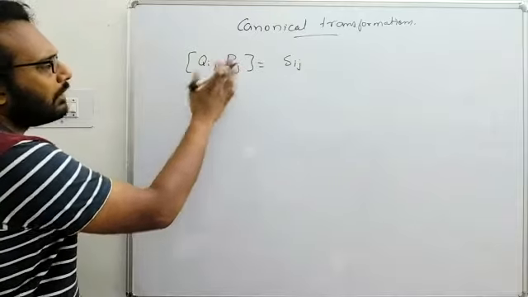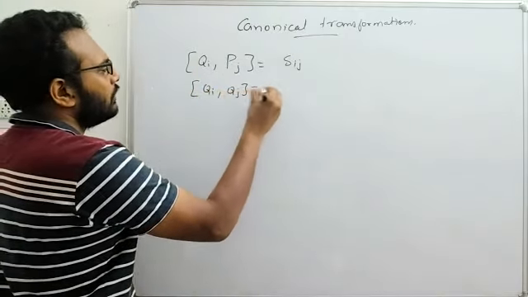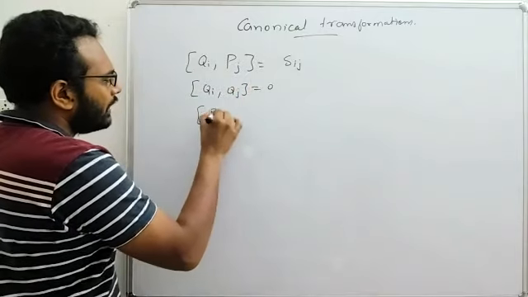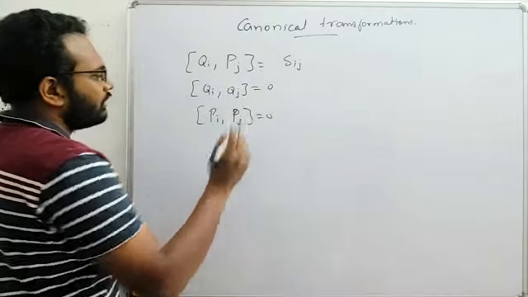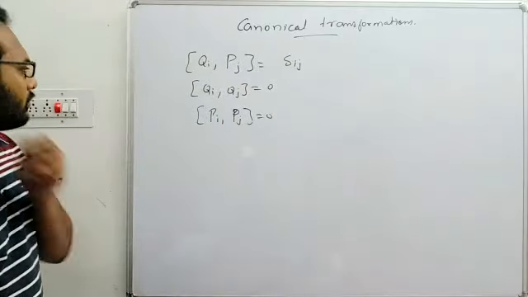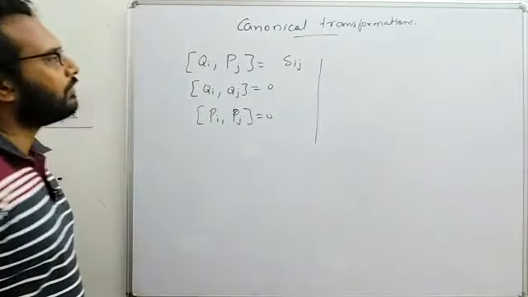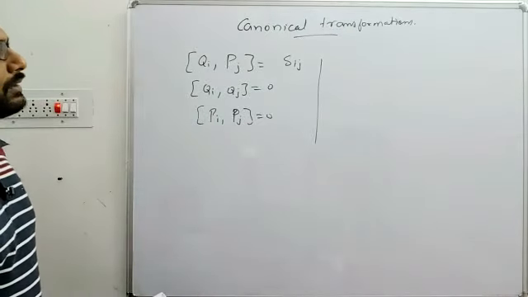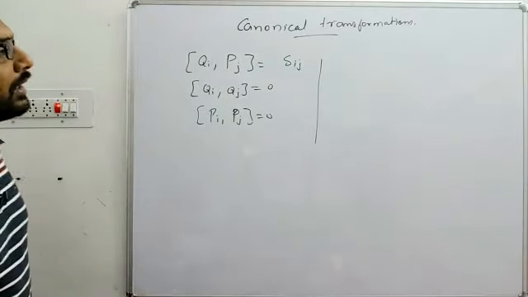You also have {Qi, Qj} equal to 0, and also {Pi, Pj} equal to 0, with capital P, because we know the fundamental Poisson bracket relations. Now, there's another way of checking this. This is one way of defining the canonical transformations: canonical transformations are the coordinate transformations which preserve the Poisson bracket.